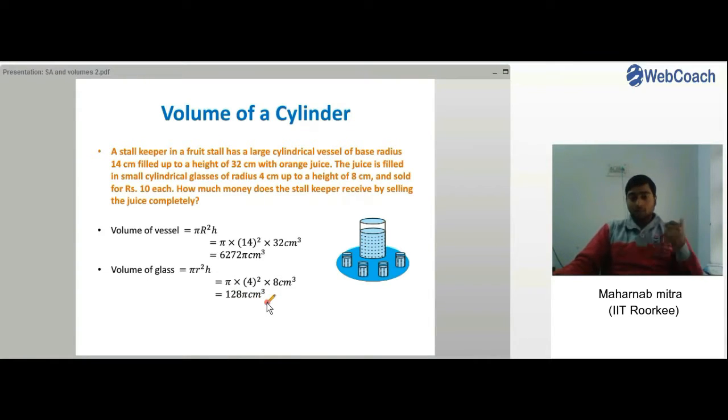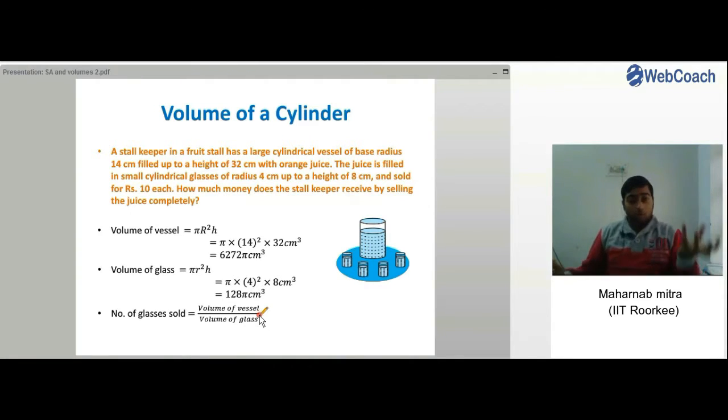Once again we have not multiplied pi here because we want to find out the number of glasses, and we are not actually interested in finding the volume. And how can we find the number of glasses? The number of glasses sold will be the volume of the entire vessel divided by the volume of one single glass, because the volume of one glass times the number of glasses sold will give us the volume of the orange juice which is sold, and that is equal to the volume of the vessel.